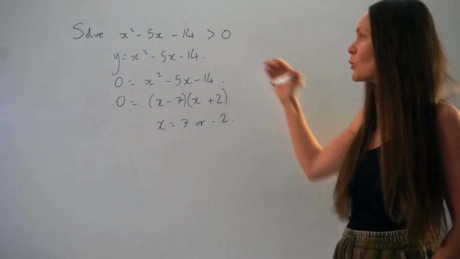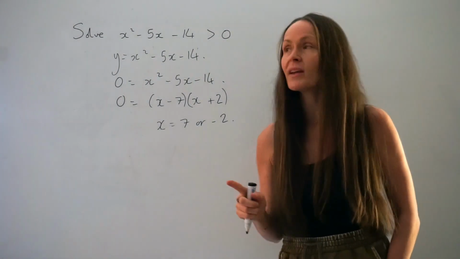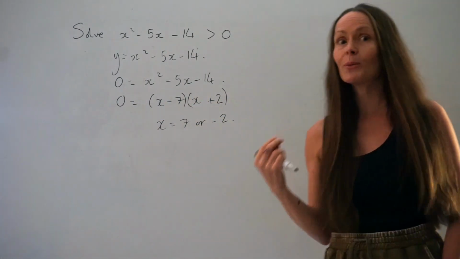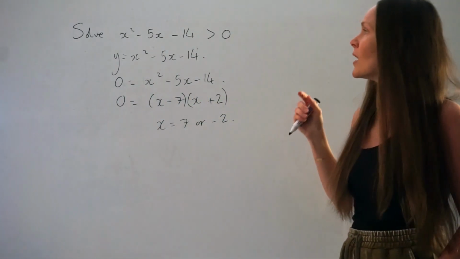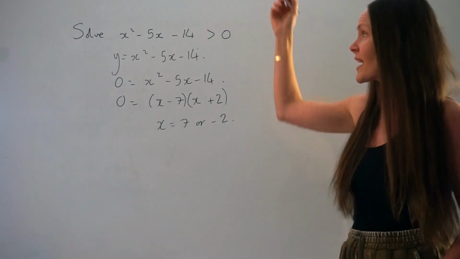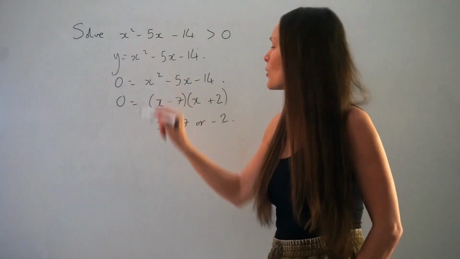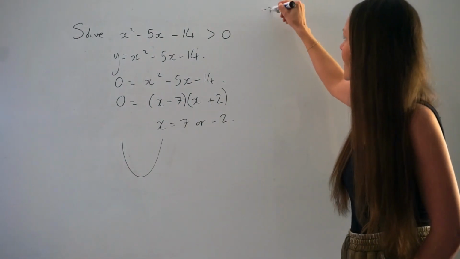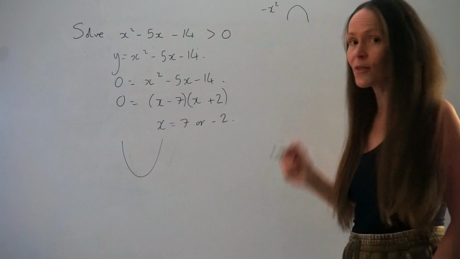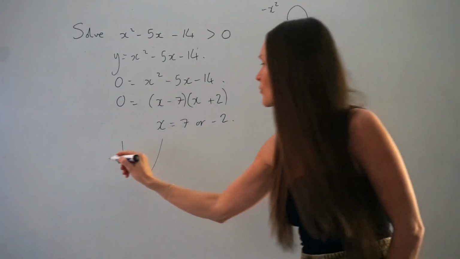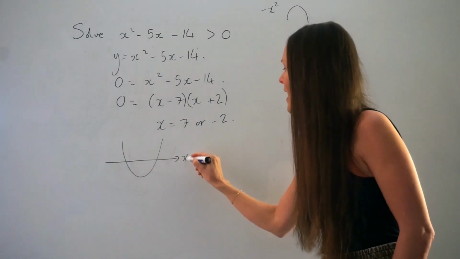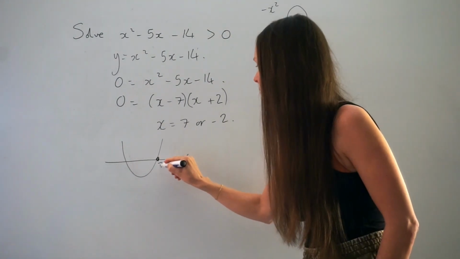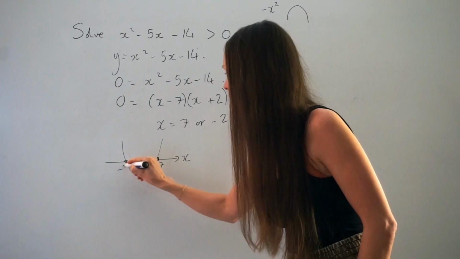Okay, so we've solved the quadratic, but remember we're solving an inequality. There's no inequality symbol here, so we haven't finished yet. So I'm now going to do my little sketch of the quadratic. It's positive x squared, so it's going to be this way. Had it been negative x squared, it would have been the other way up, okay? And it crosses the x-axis at positive 7 and negative 2. So I'm just going to label those numbers on there.